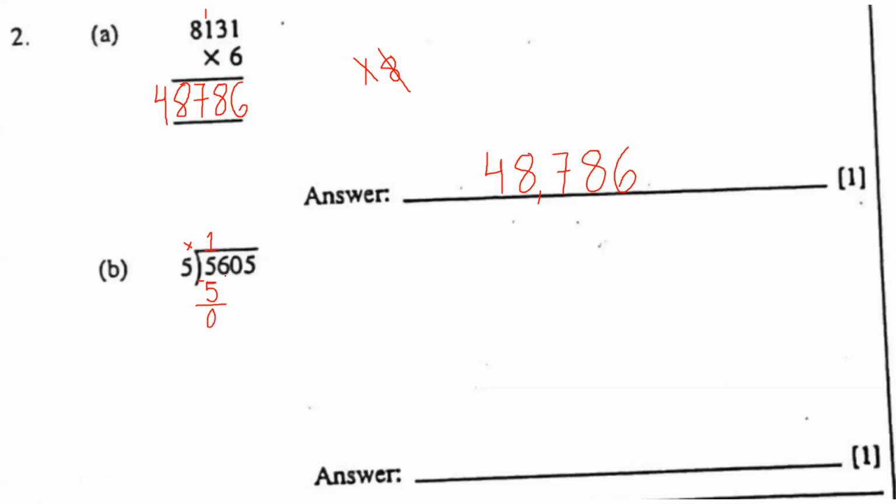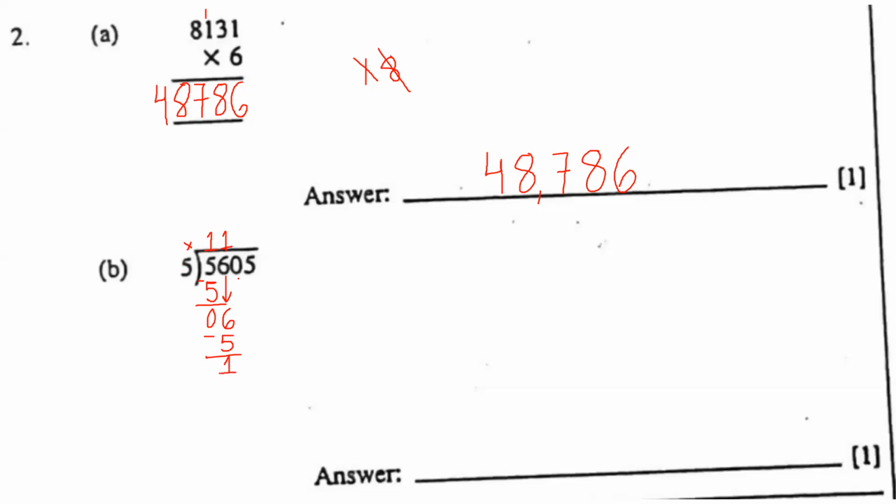We bring down the 6, right? How many times does 5 go into 6? 5 goes into 6 one time. And 5 times 1 is definitely 5, so it's going to be 5 again. And so we do 6 minus 5. What is 6 minus 5? 6 minus 5 is 1.